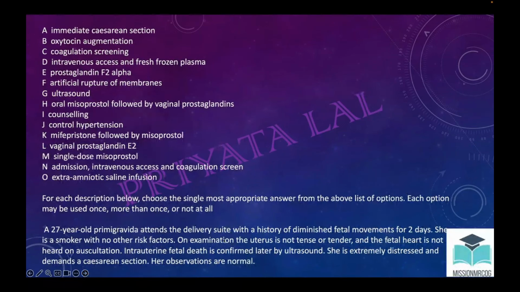The patient presented with less fetal movement for 2 days. On examination, the uterus is not tense or tender. Fetal heart is not heard on auscultation. IUFD is confirmed. She is distressed and demands a cesarean section. What should be done? Counseling. She should be counseled that she can go for vaginal birth.